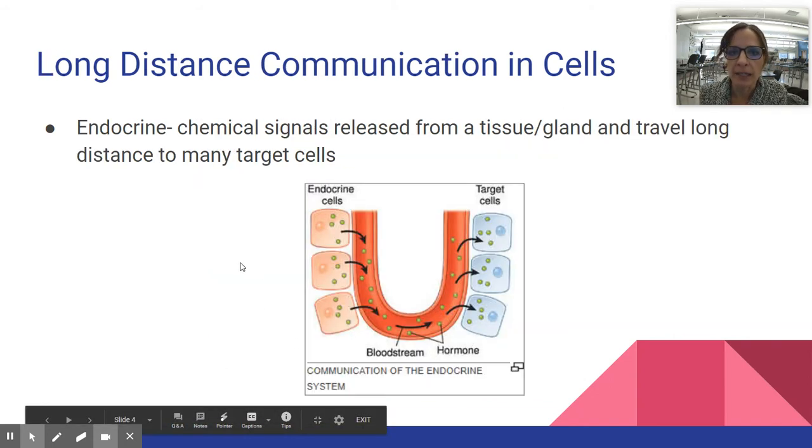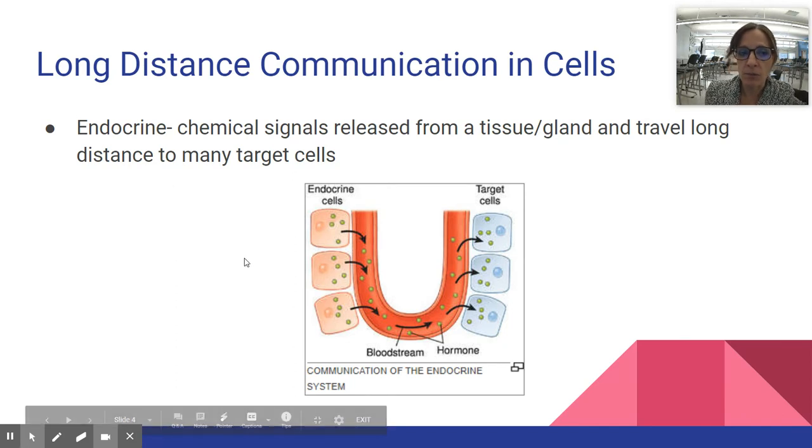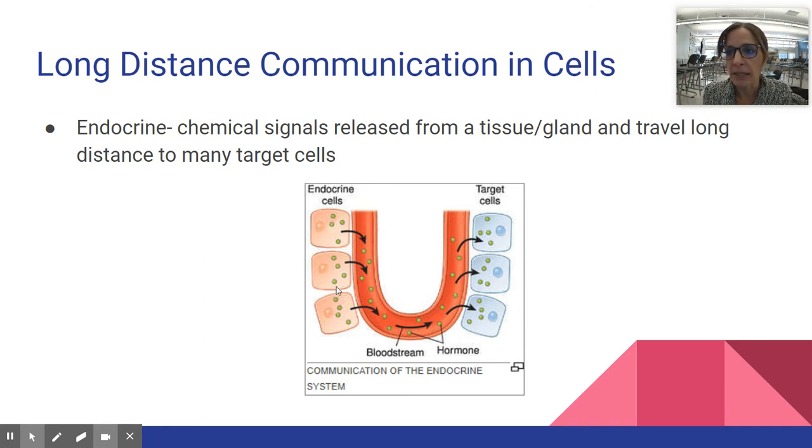Cells can also communicate with other cells that are further away. And this would be like endocrine cells from, let's say, your pancreas releasing insulin, and then it goes through the bloodstream a long distance to other cells.